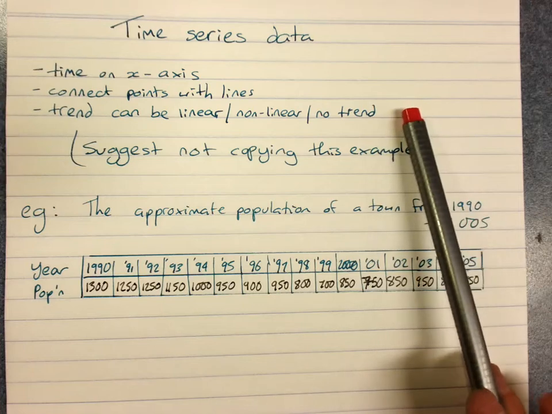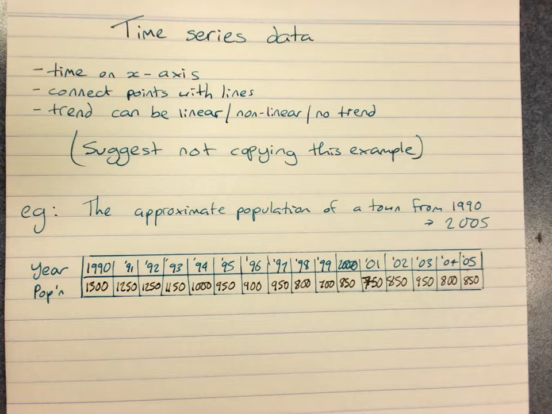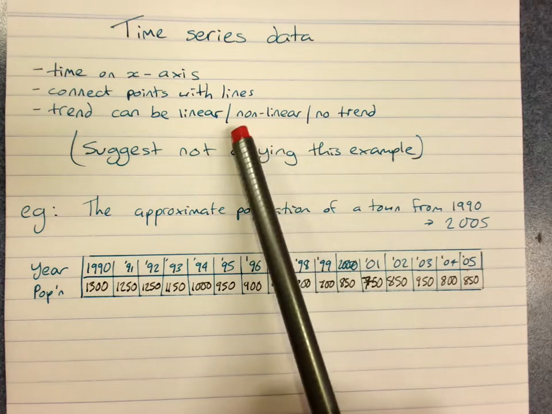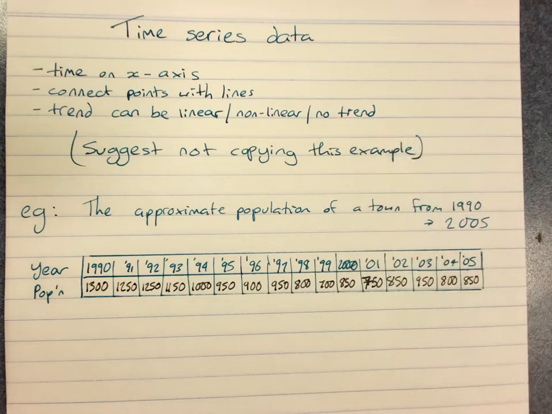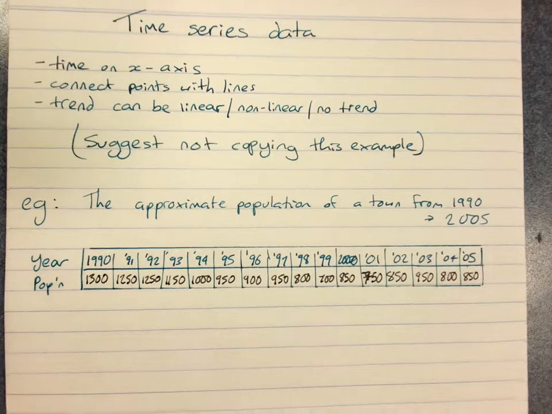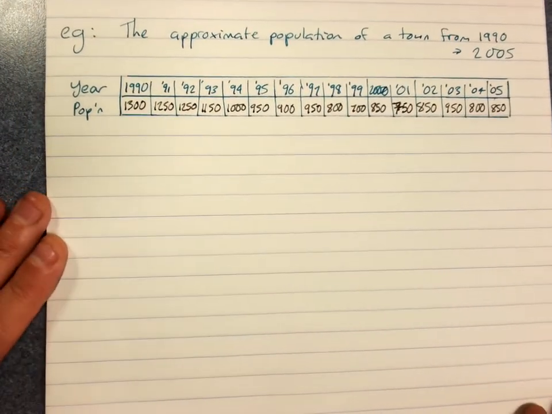And you can find a trend using this time series data. You might have a fairly linear trend, a straight line, a curving trend. It's obviously a pattern but isn't a straight line, or you might have no obvious trend. Now I suggest not copying this example and just viewing it if you need to, so that you know how to graph time series data.